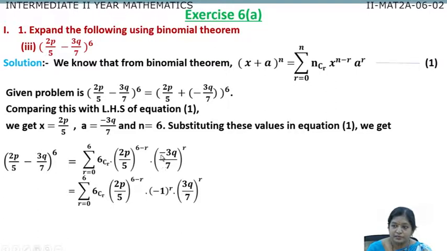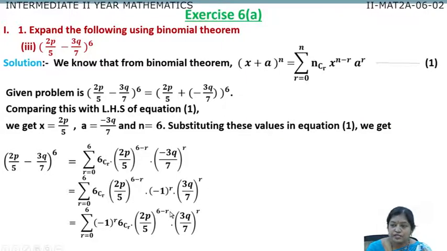We are taking this minus sign outside, so it will come with the power. So minus 1 to the power of r into (3q/7) to the power of r. Which is nothing but I am writing minus 1 to the power of r in the beginning. 6Cr into (2p/5) to the power of 6 minus r into (3q/7) to the power of r. So this is the expansion of the given problem using binomial theorem.